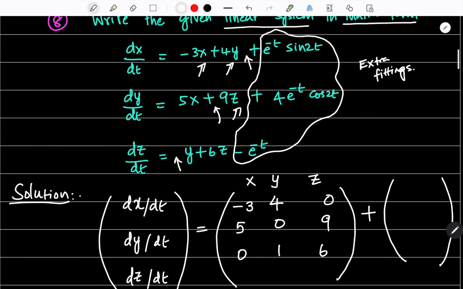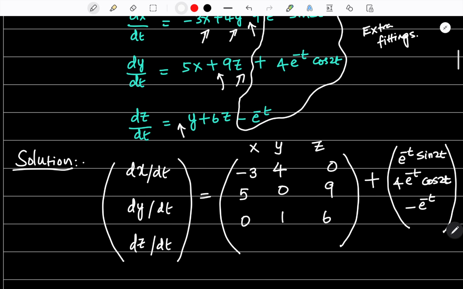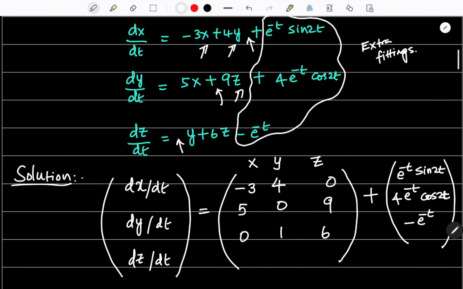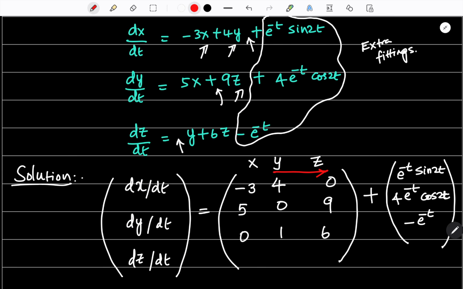What is that? E power minus t sine 2t. Suppose something is missing here, you put 0. But it's not missing. E power minus t cosine 2t. And the last will be what? Minus e power minus t. Now make sure whether our answer is correct or not. dx by dt equals, what did I say? I said first row, first column. So this is first row. And I'm sorry, I'm missing x, y, z. So there is a plus here and the column matrix x, y, z.